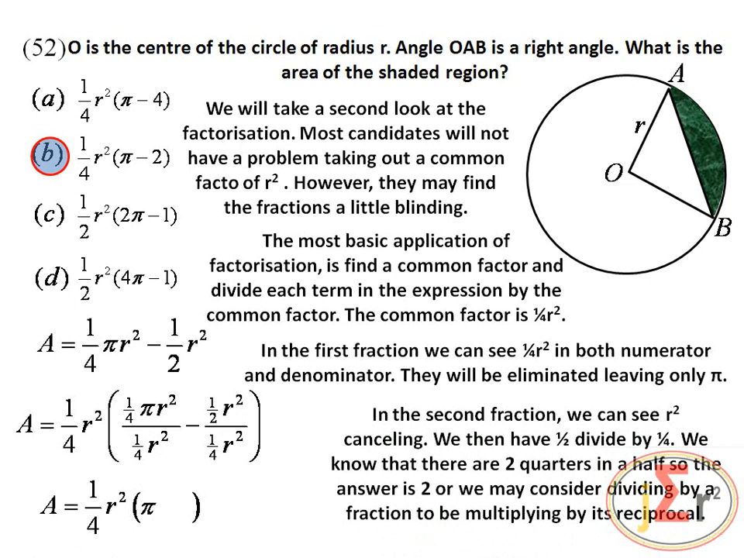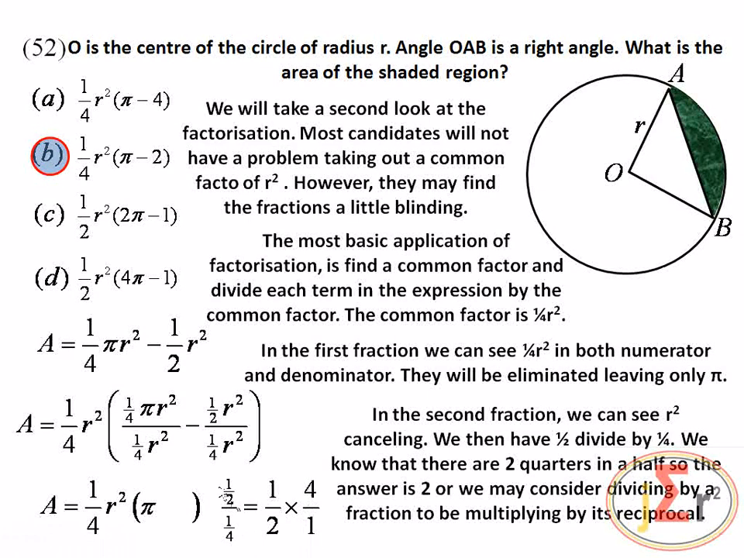We then have a half divided by a quarter. We know that there are 2 quarters in a half. So the answer is 2. Or we may consider dividing by a fraction to be multiplication by its reciprocal. So we can just say, well, we have a half divided by a quarter. We are sure that 2 quarters make a half. So we are sure that the answer is 2. R squared will cancel with r squared. No problem seeing that is 2.